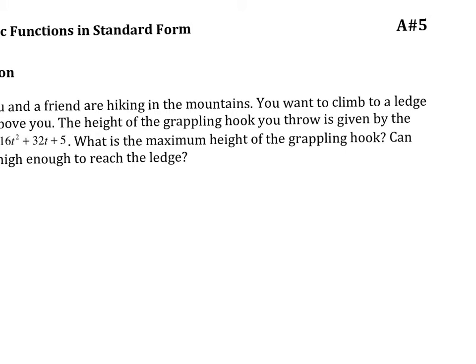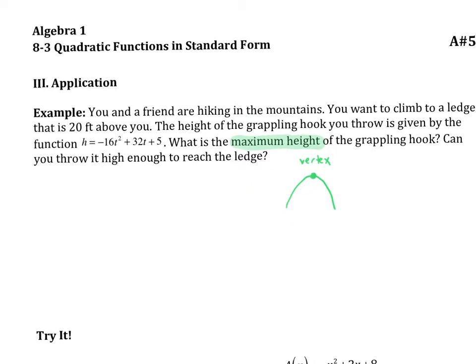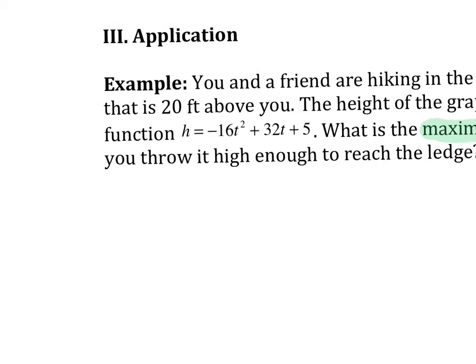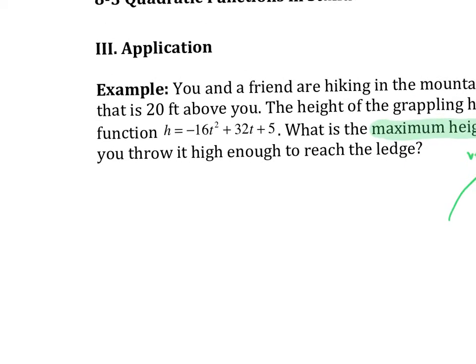A key thing to think about right here is maximum height. If we think about a graph, right? Maximum height. Oh, there it is. That's my maximum height. It has another name. It's called vertex. So when you're asked to find the maximum height or the minimum of a parabola, essentially you're finding the vertex. Now, I don't want to get into too many details here, but these numbers do mean stuff. You do not have to memorize what these numbers mean.